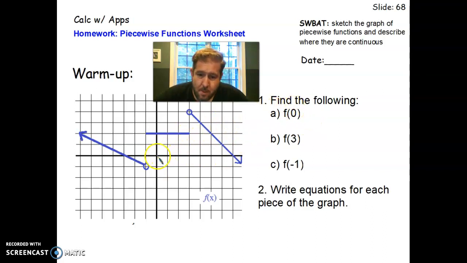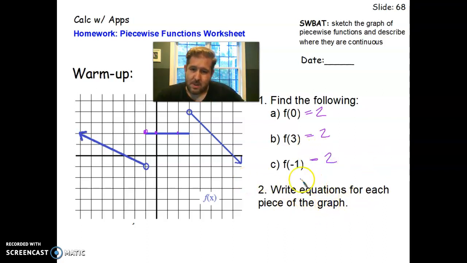We're going to start off with a warm-up where we're basically just using function notation, f of 0, and finding what the function is at that point. Remember, when x is 0, you end up being at a height of 2. So f of 0 is 2. F of 3 is also the same height, that is also 2. And f of negative 1 is also 2 because, in fact, that's all the exact same piece.